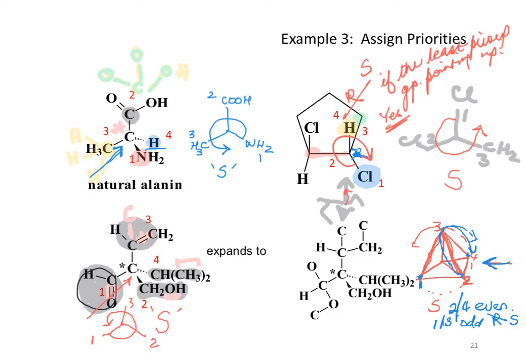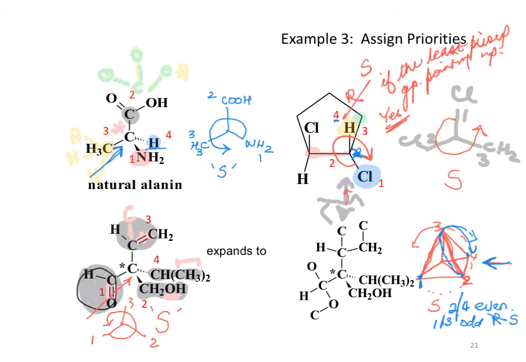So I gave you two shorthands. If the least priority group is pointing up, get your configuration going from 1 to 2 to 3 and then invert it. Another way of doing that is the group which projects out at the back. If that happens to be an odd number, then invert it. If it's an even number, then keep it.